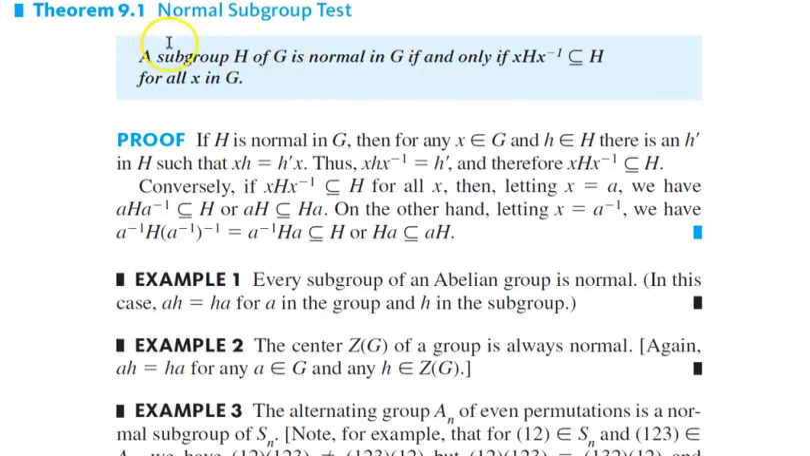It is very convenient to prove that a given subgroup of a group is normal using this theorem called the normal subgroup test. A subgroup H of G is normal in G if and only if x H x to the negative 1 is a subset of H for all x in G. The proof is pretty easy. We just prove that the left coset and the right coset with representative a are equal by proving these opposite inclusions.